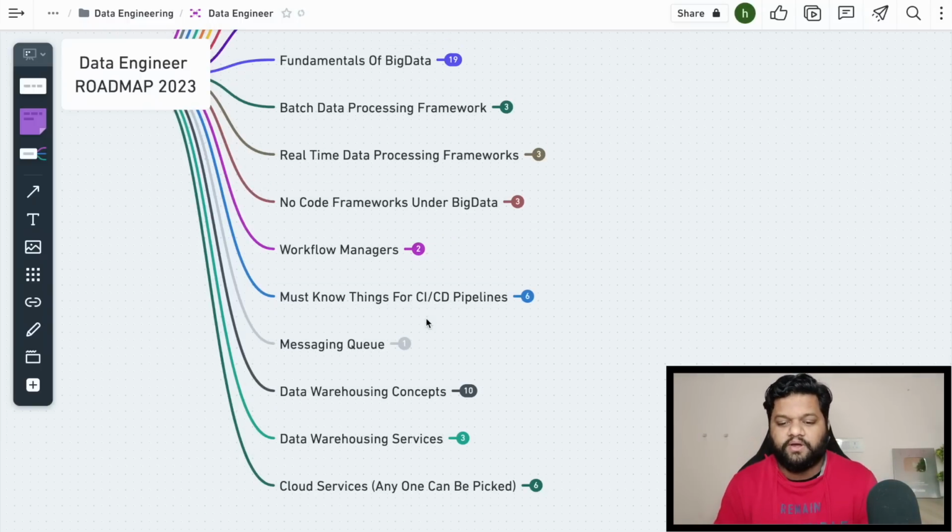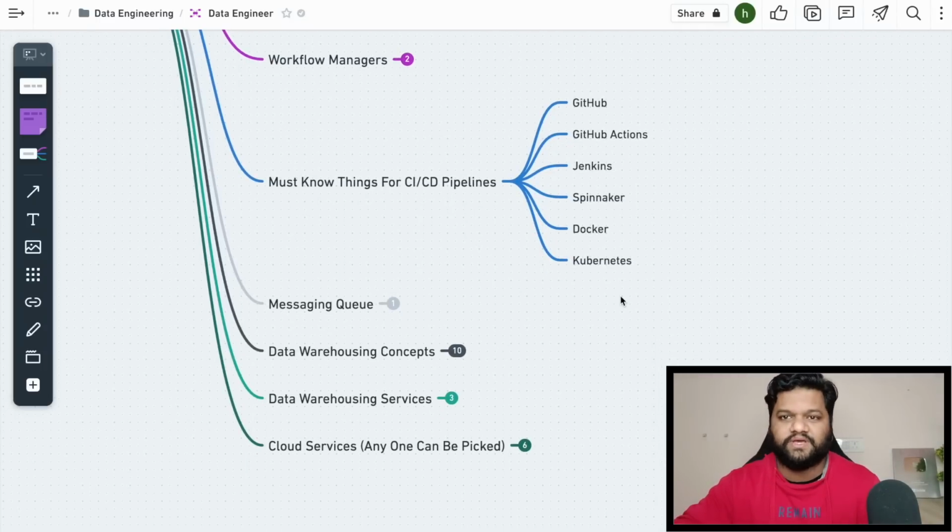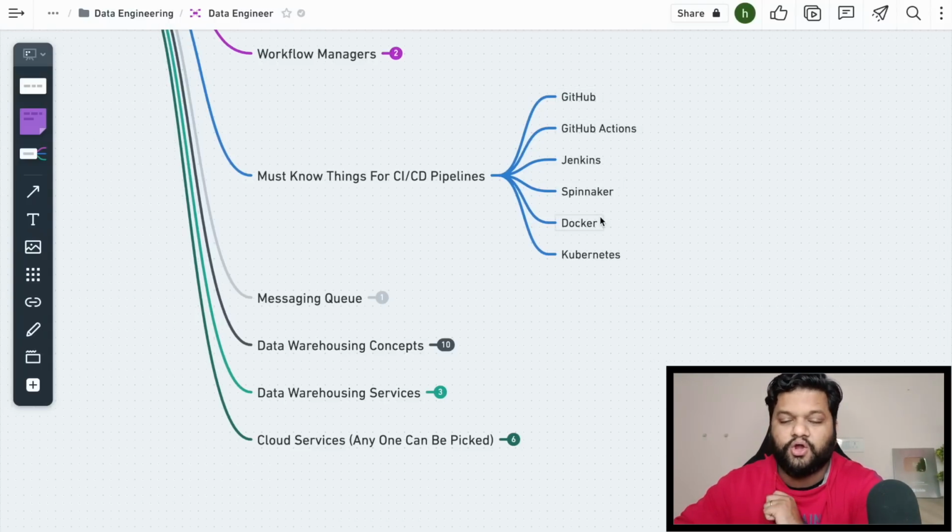Now, must-know things for the CI/CD pipeline, continuous integration and continuous deployment. Based on my personal experience, at least in the last 2 years, I have used this section very extensively, and I will definitely show you what is inside it. But mark my words, if you have these things in your resume and in your skill set, you are truly inside the data engineering space. Because when it comes to modern software engineering or modern data pipeline development practices, these things you will definitely encounter. So GitHub Actions, Jenkins, Spinnaker, Docker, Kubernetes. That's why I have mentioned must-know things for the CI/CD pipeline, and this would be the expectation from a data engineer.